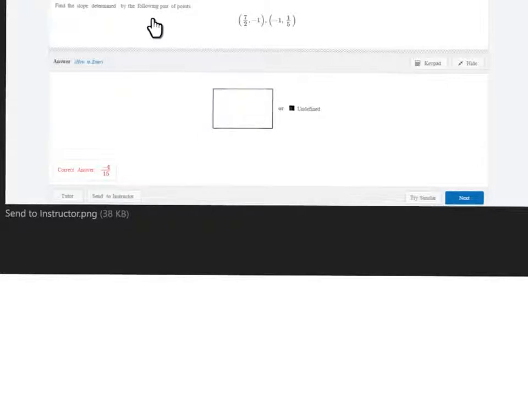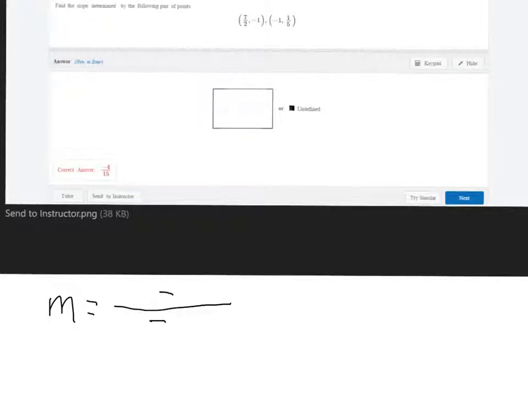Find the slope determined by the following pairs of points. You want to find the slope of a line going through these two ordered pairs. So slope equals change in y over change in x.